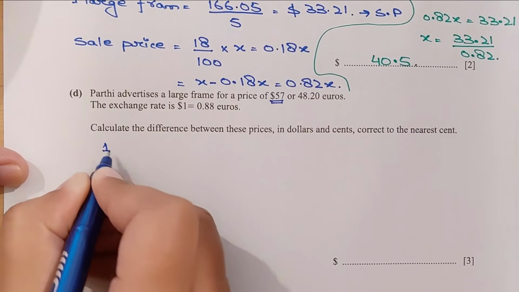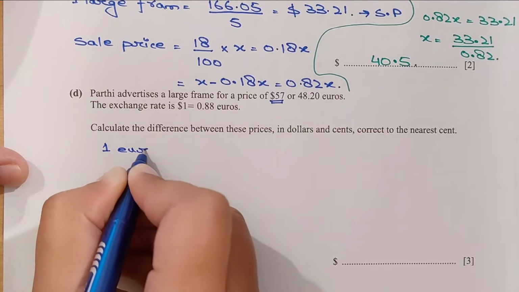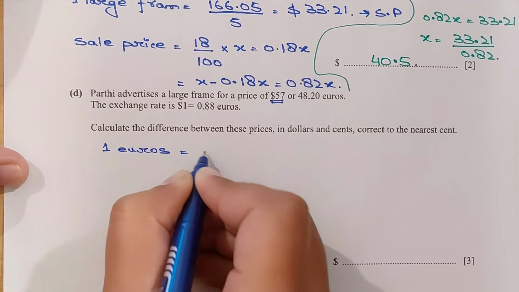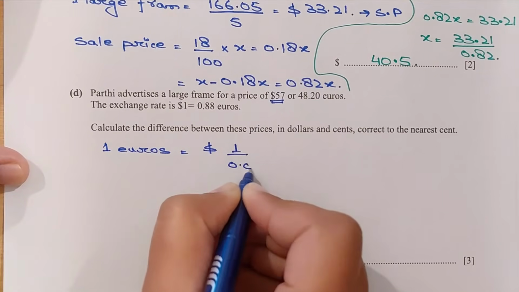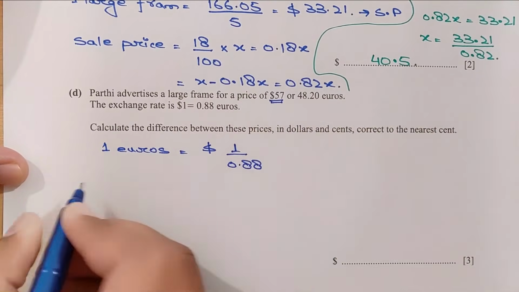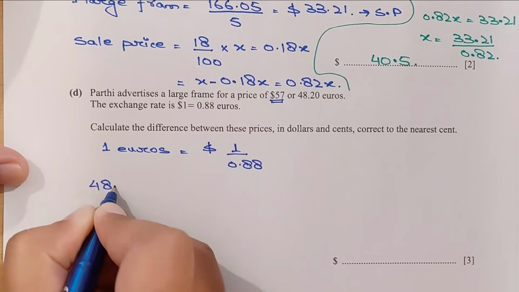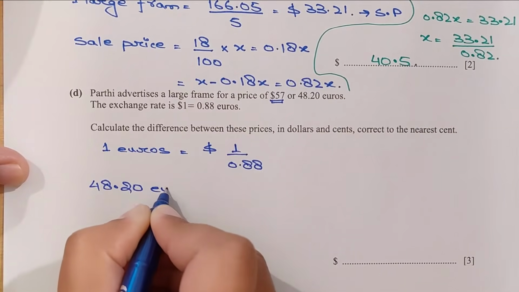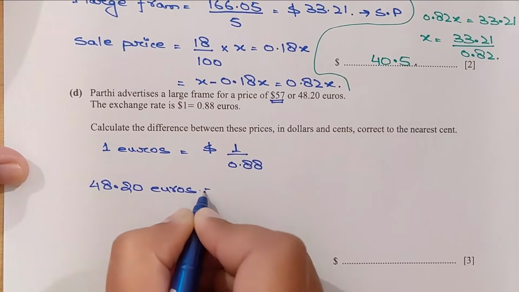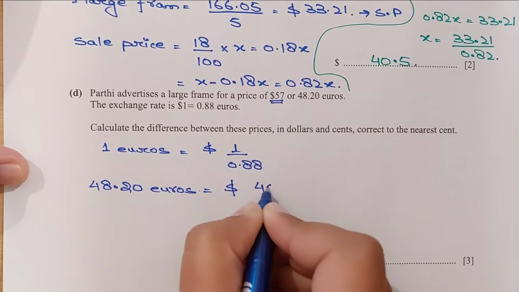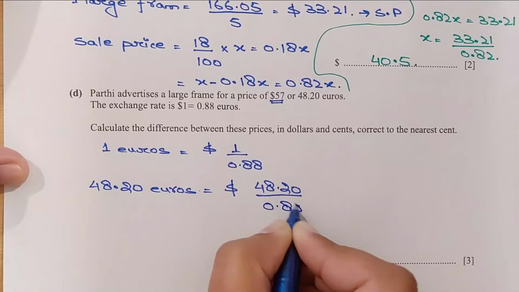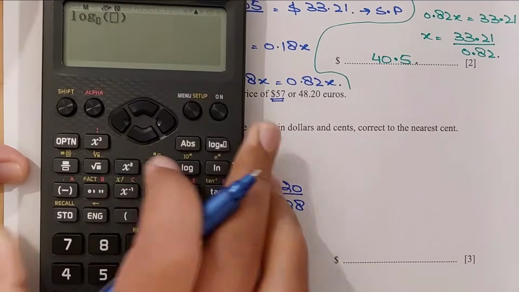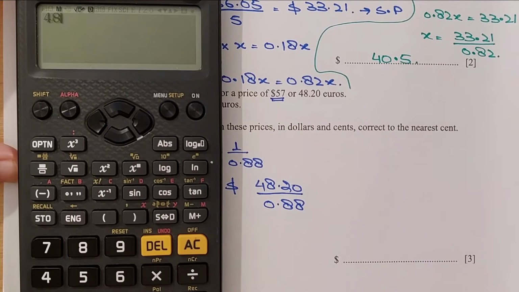So what is 1 euro? 1 euro, in terms of dollars, is 1 over 0.88. And we need to find this many euros. So 48.20 euros, in terms of dollars, is 48.20 divided by 0.88. Right. Let me simplify, 48.20 divided by 0.88.